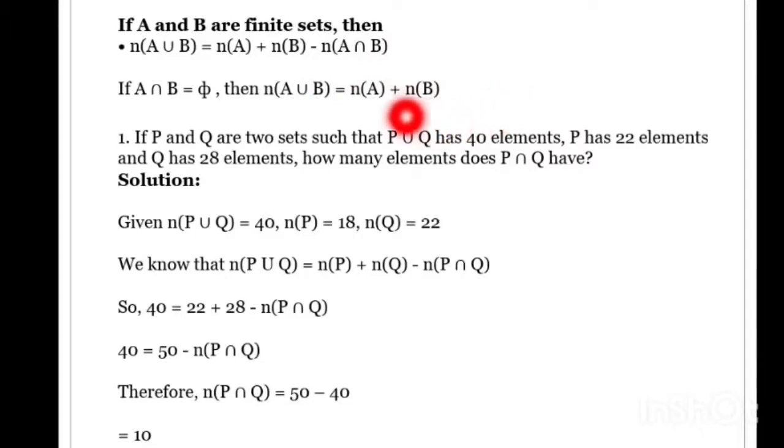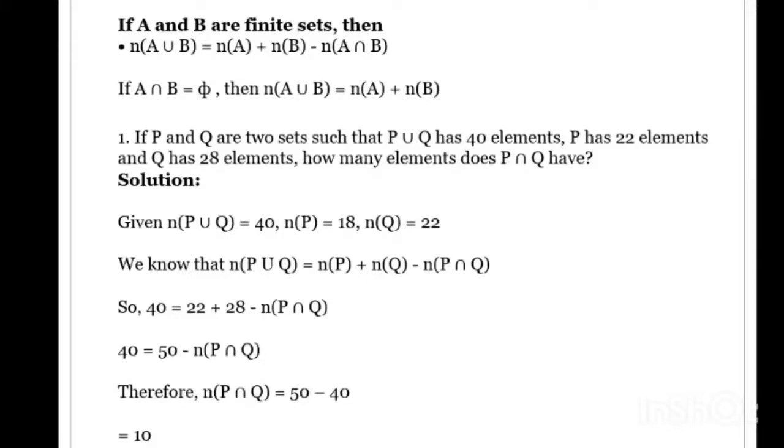If A intersection B is a phi set, then n of A intersection B will be 0. By putting 0 in this equation, we will get that n of A union B is equal to n of A plus n of B.